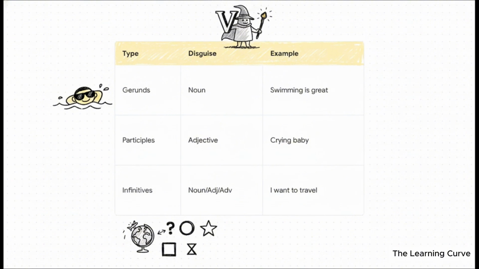First, gerunds. They tack on an -ing to hijack the noun slot, like in the phrase, "swimming is great exercise." Then you have participles, which step in as adjectives, like describing a crying baby. And finally, infinitives, which use "to" plus a verb, like "to travel." These are the ultimate shapeshifters, stepping in wherever the sentence happens to need them.